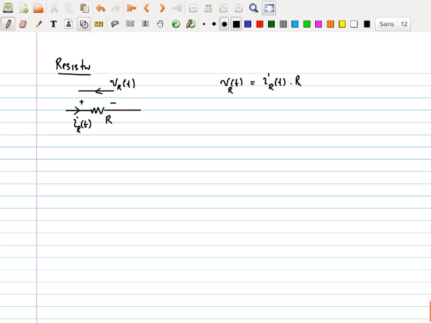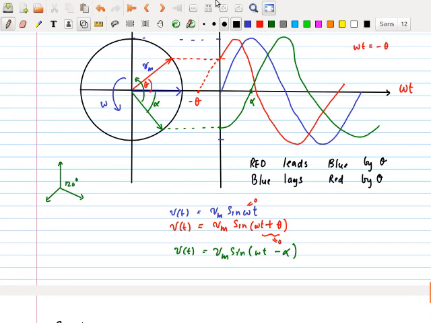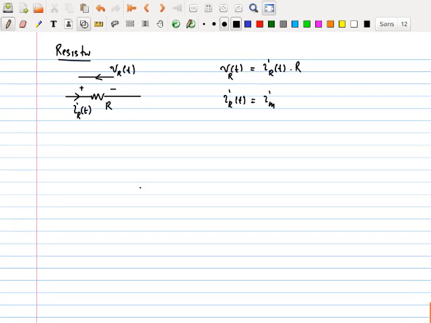Ohm's law should work with this. Because why? It didn't say it should not be instantaneous. Now let's assume that iR(t) has the general form of Im, which is the maximum I. This looks very much like Vm, that is the sinusoidal circle, into sine of omega t. Let's say we assume this. Then immediately from this equation, we understand vR(t) is equal to simply Im times R into sine omega t.